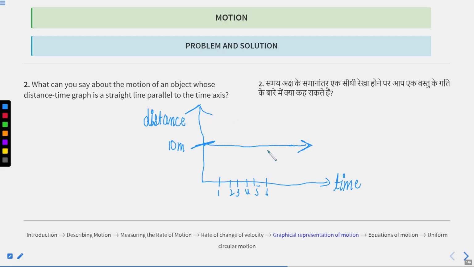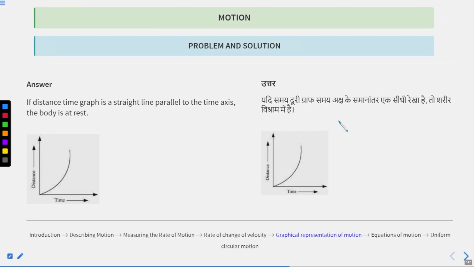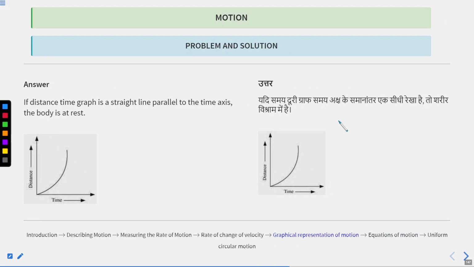So this graph told us about rest. Distance does not change, but time changes, so the object is at rest. There is no motion associated with it. If the distance time graph is a straight line parallel to the time axis, then the body is at rest. Let's move on to the next question.